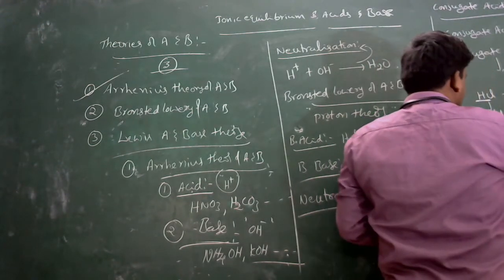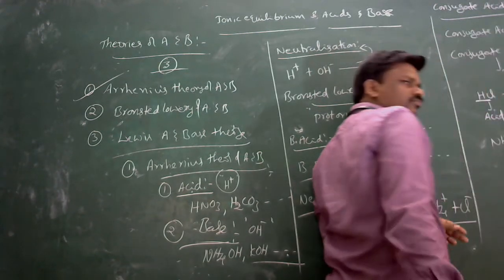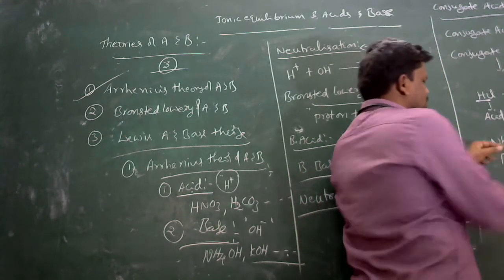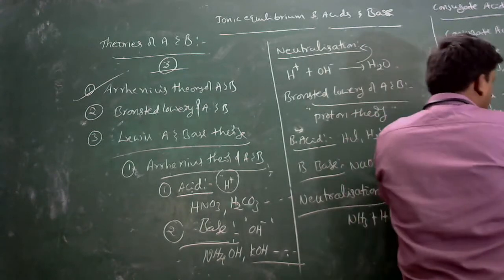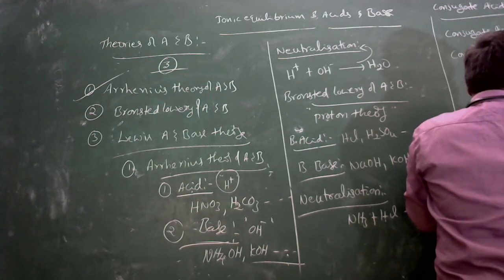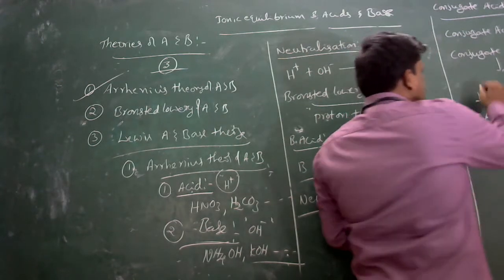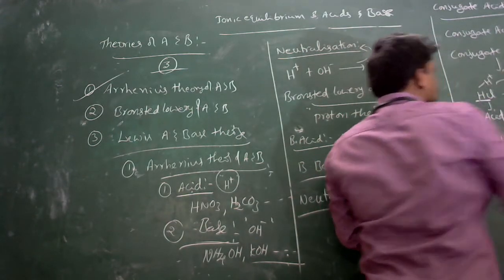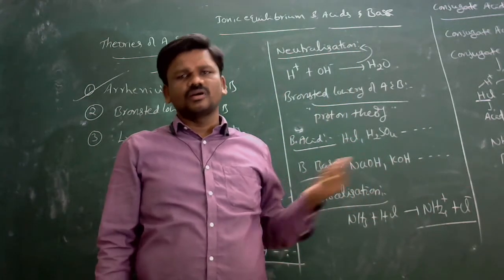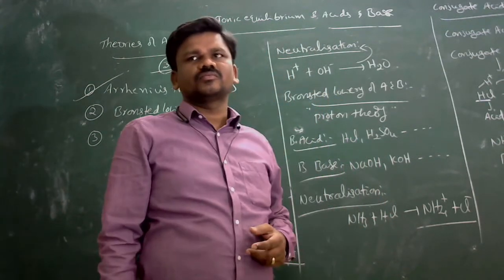Similarly, NH3 gives rise to NH4+. NH3 is a base, the given substance, and adding H+ gives NH4+. That means this is the conjugate acid. HCl minus H+ gives Cl minus. The given substance plus H+ gives the conjugate acid, and the given substance minus H+ gives the conjugate base.